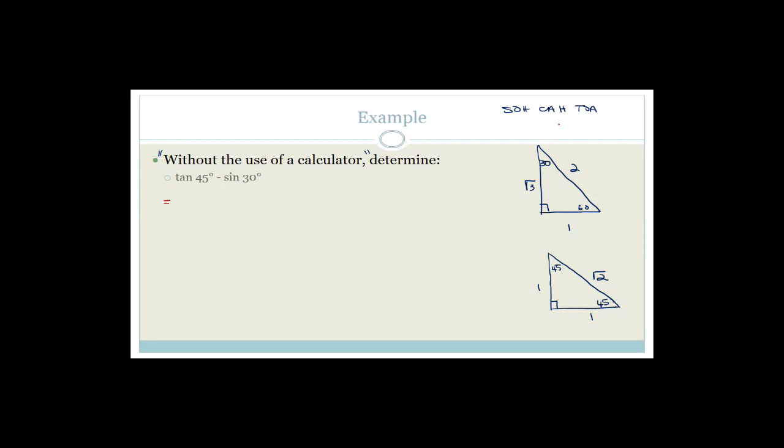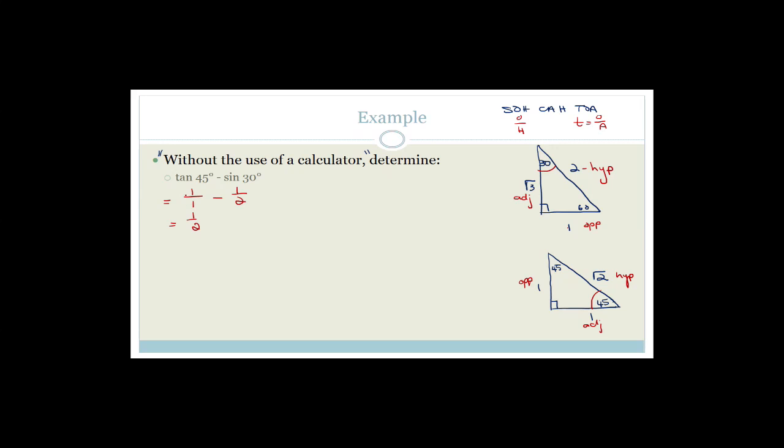Tan of 45. Tan is opposite over adjacent. So let's choose a 45, and then again choose the bottom one. So then this is going to be my opposite side, this is going to be my adjacent side, and this is going to be my hypotenuse, right? So tan of 45 is opposite over adjacent. So that's 1 over 1 minus sine of 30. So we're looking at 30 degrees. So this is my opposite, this is my adjacent, and this is my hypotenuse, right? So the sine is opposite over hypotenuse, so it's 1 over 2, which is just going to be a half.